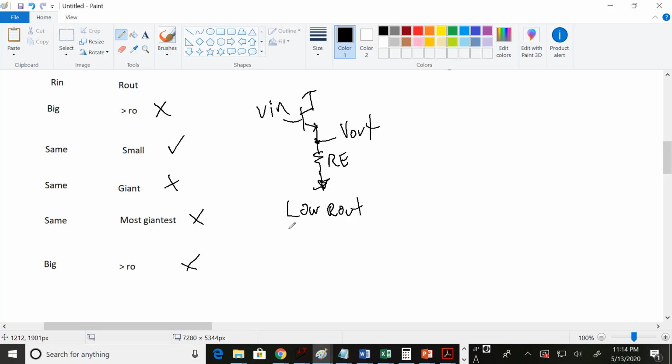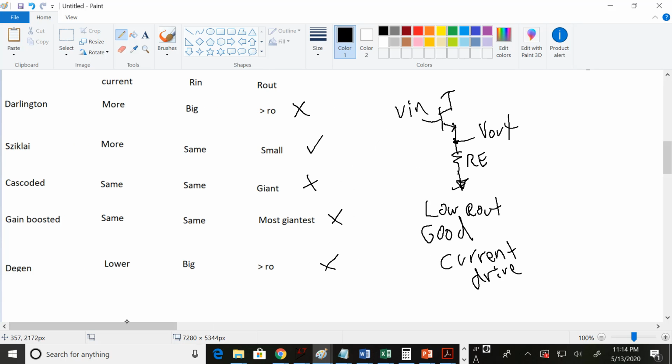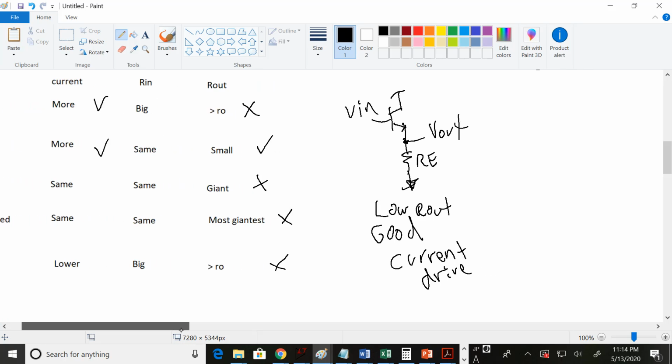Okay, so how about this? We'll make it low R out and a good current drive. That's often a requirement for an output stage, so something that can provide a lot of current. And the ones that can provide a lot of current here are these two. And the other two have no current advantage.